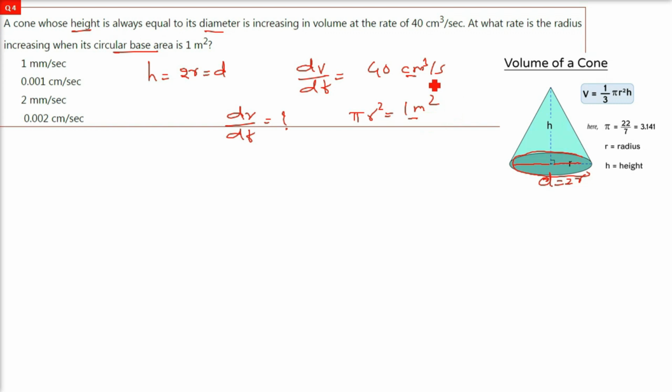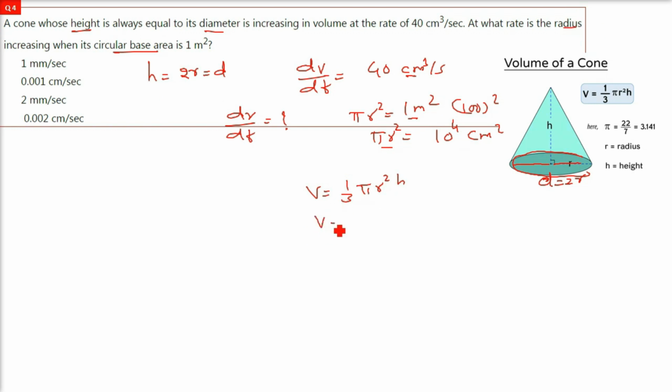So we have centimeter and meter, so either convert 14 centimeter cube into meter cube, or convert this 1 meter square into centimeter square. 1 meter is 100 centimeters, so it will be 100 squared. It will be 10 to the power 4, 10000. So 10 to the power 4 centimeter square is the pi r square. Volume is 1 by 3 pi r square h.